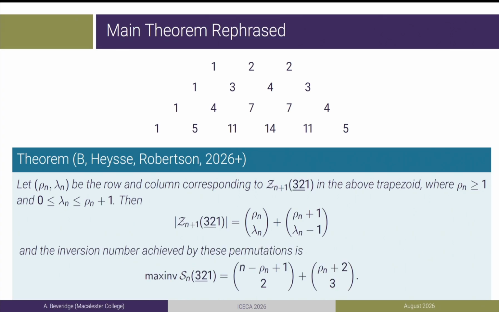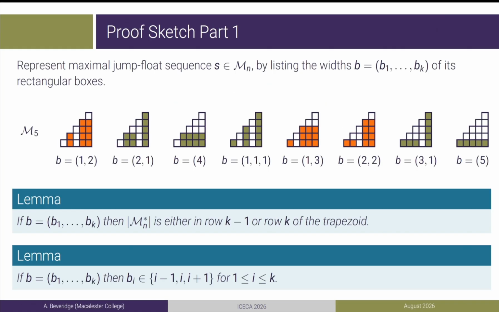Let's rephrase this result in terms of our original problem. The first equation gives us the number of 32-1 avoiding permutations that maximize the inversion number. The second equation gives us that inversion number. In the time I have left, I wanted to show you some of the highlights of the proof. The first thing that we do is represent our maximal jump float sequences by listing the widths of the rectangles. This is enough information to recreate the sequence itself.